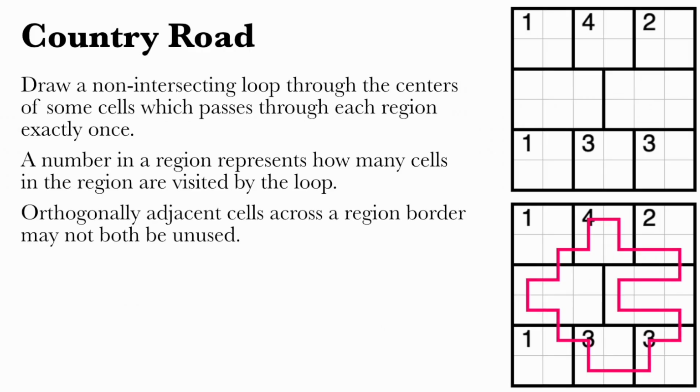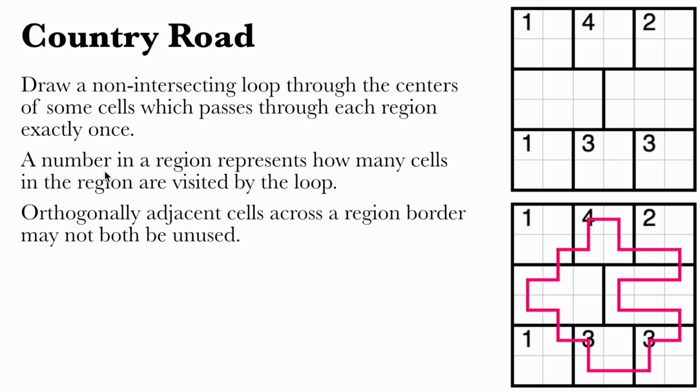Country Road is a loop genre in which we draw a non-intersecting loop through the centers of some cells, which passes through each region exactly once. The non-intersecting loop part is basically meaning we are going to be going horizontally and vertically through the grid. This particular puzzle type does not require us to visit every cell, but we are never going to enter a cell twice. That would require the intersection that is forbidden.